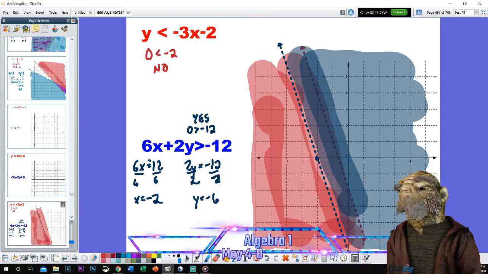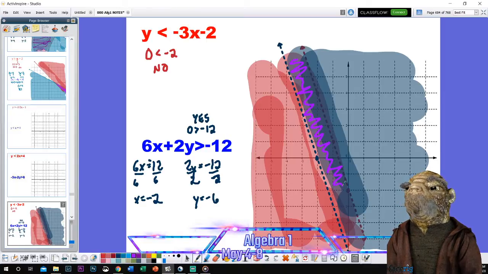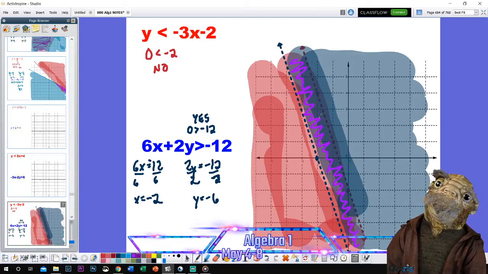Okay, where do these lines intersect? Or overlap, I should say. They should be overlapping in here. These were parallel to each other, if you noticed, because the slope here is -3, the slope here is -3. So they're never going to cross, but the overlapping section is in the middle.